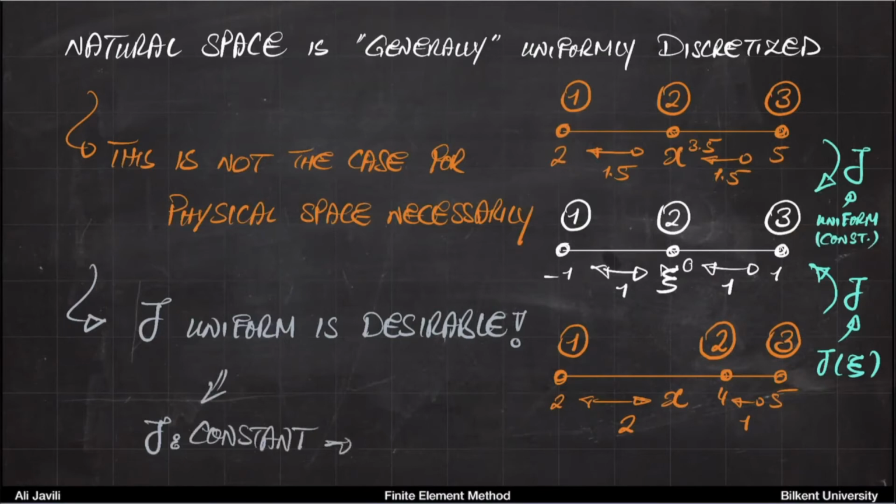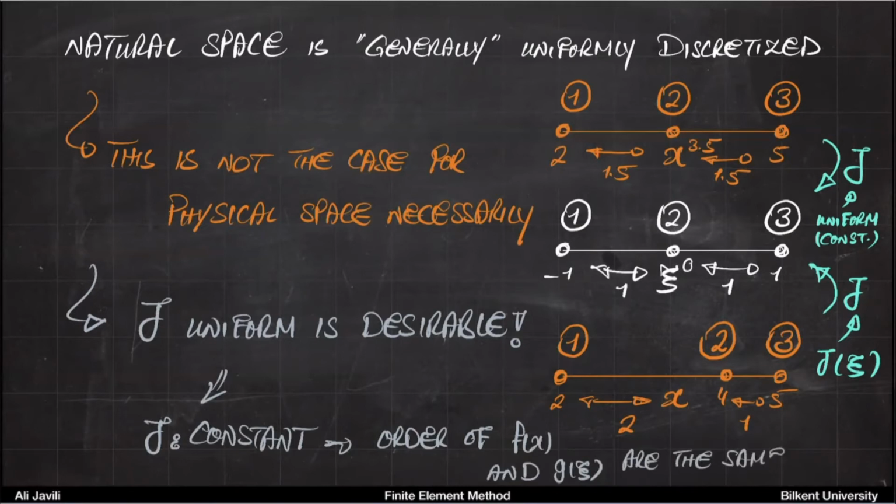So that means the order of F of X and G of C are the same. All right. So that is your friend. That is your best case. I mean, we know that in practice this can happen, but the idea is to make it happen as little as possible. So that's the first message: do uniform mapping as much as you can. The second thing is we cannot do that either. So why? This is the question.